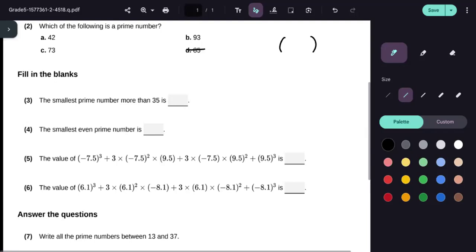Okay, back to this question again. Okay, B we also know is out because 93 has what? 1 times 93, 3 times 31. Okay, so B is out also because it also has two factors.